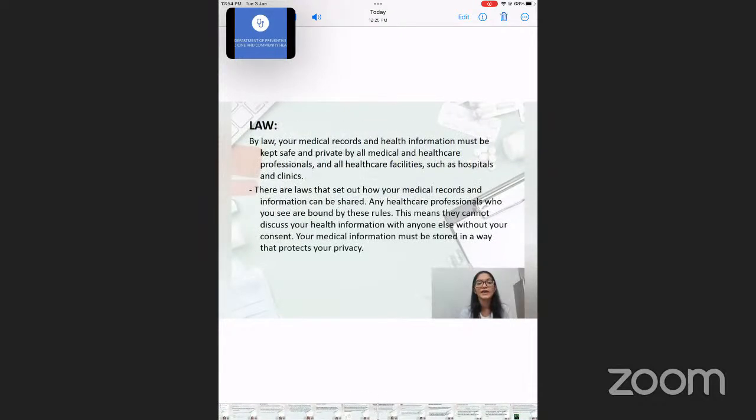By law, your medical records and health information must be kept safe and private by all medical and healthcare professionals and all healthcare facilities such as hospitals and clinics. There are laws that set out how your medical records and information can be shared. Any healthcare professionals who you see are bound by these rules. This means they cannot discuss your health information with anyone else without your consent. Your medical information must be stored in a way that protects your privacy.